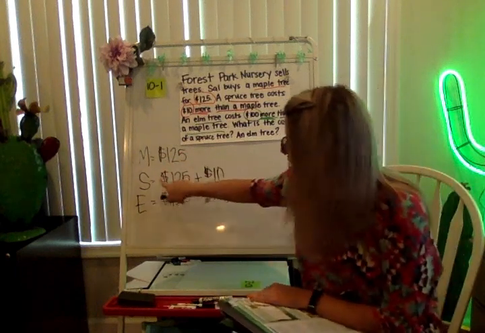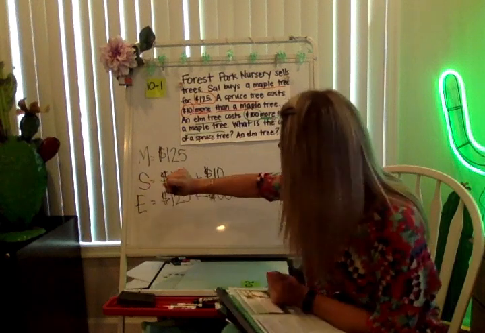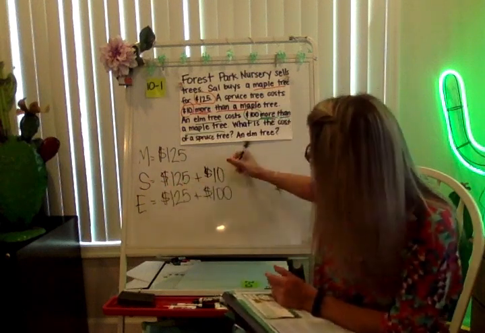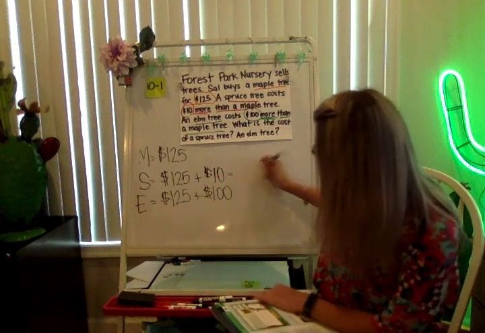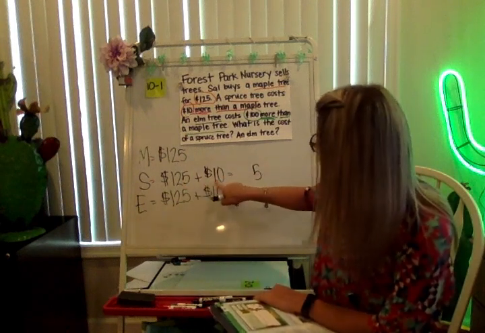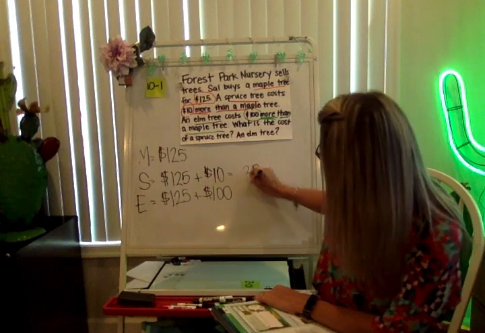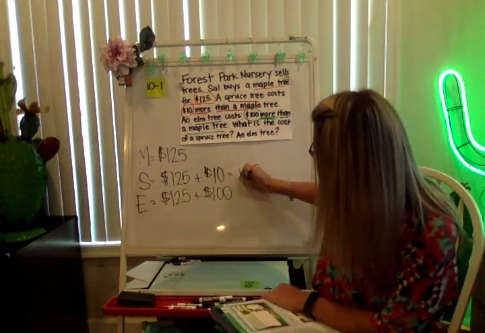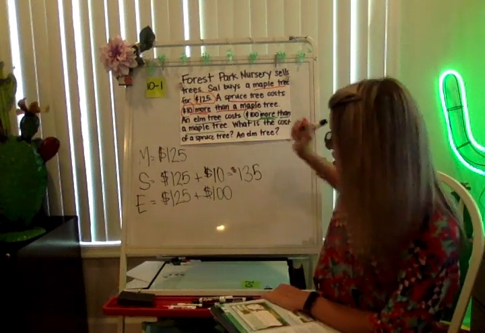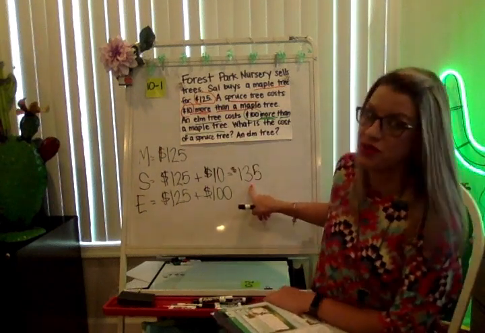what is the S for? The spruce tree, 125 plus $10. 5 ones plus 0 is 5. 2 tens plus 1 ten is 3 tens. And 100 plus no hundreds is 100. So I know that my spruce tree costs $135.